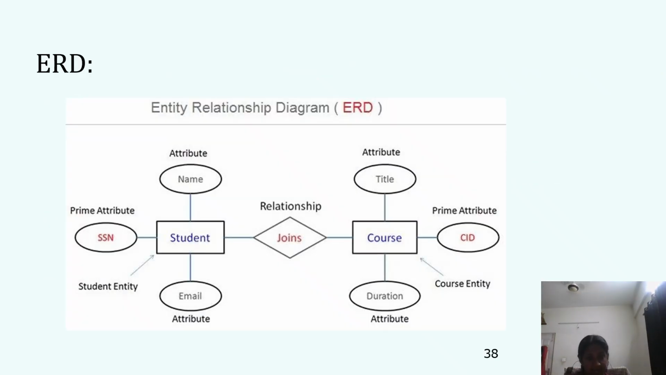This is an ER diagram, entity relationship diagram, of a student joining a course. There are different attributes: email, SSN, name. When it comes to courses, there is course ID, duration, and course title. So the relation is that a student is joining the particular course.